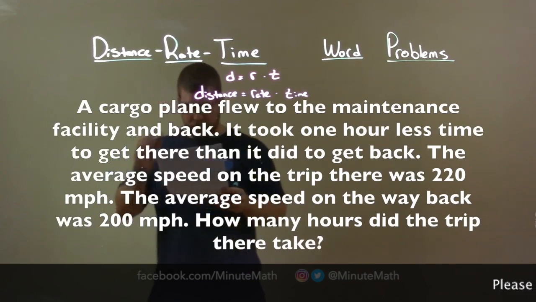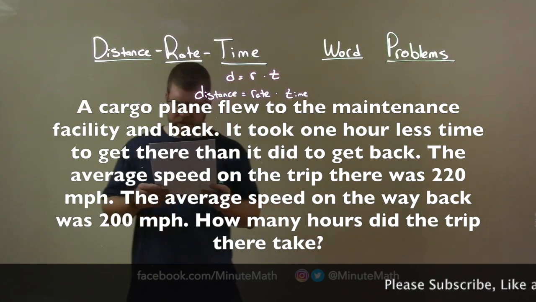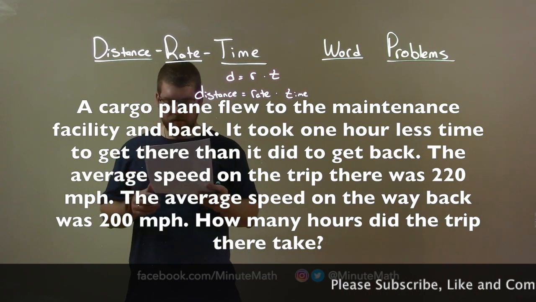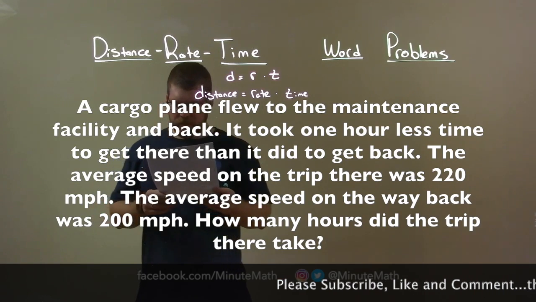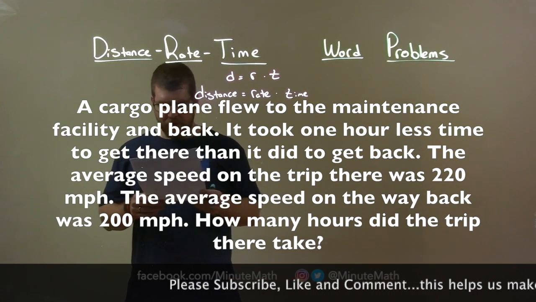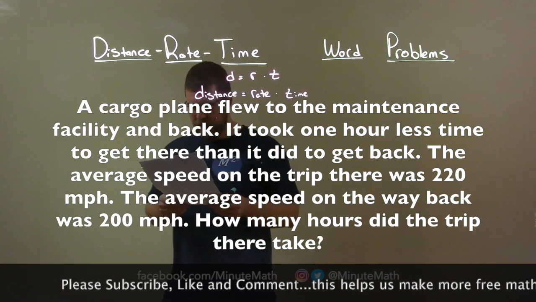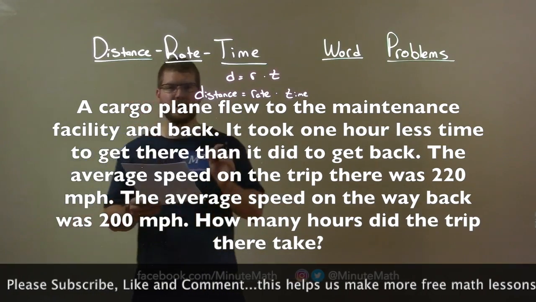A cargo plane flew to the maintenance facility and back. It took 1 hour less time to get there than it did to get back. The average speed of the trip there was 220 miles per hour. The average speed on the way back was 200 miles per hour. How many hours did the trip there take?